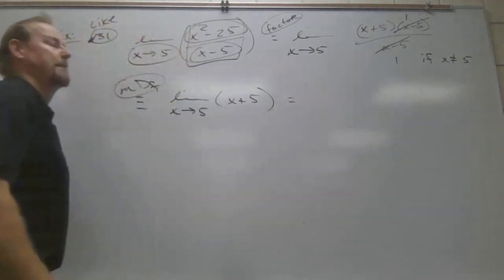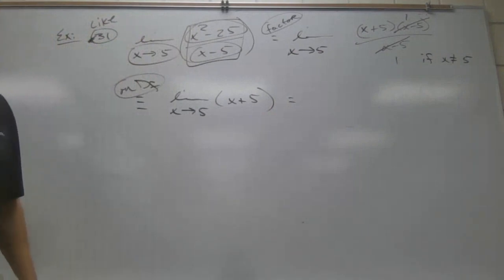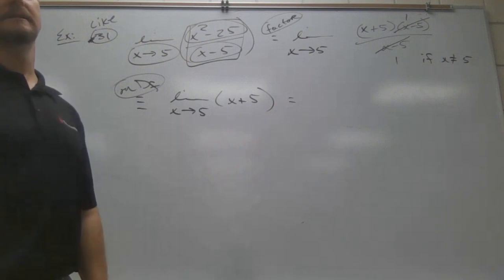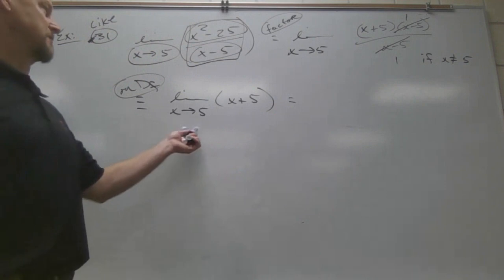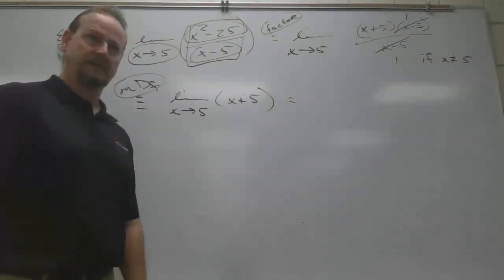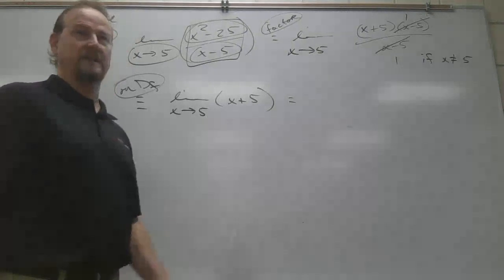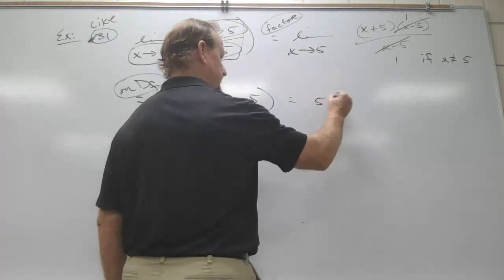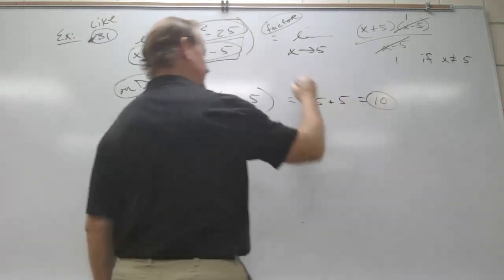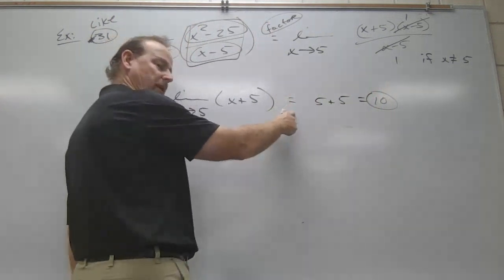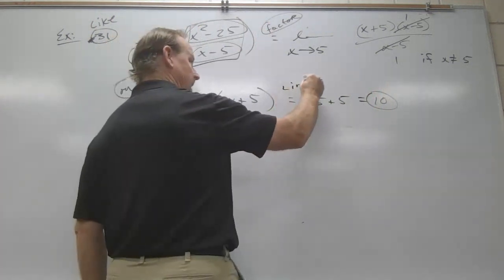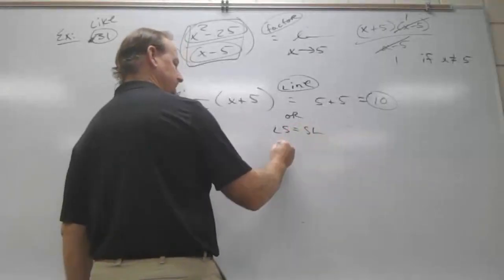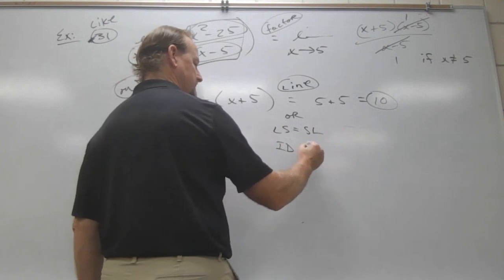Anyway, and what's this equal? Logan, what's this limit equal? The limit as x approaches 5 of x plus 5. x is 5. What's x plus 5? 10. Yeah, this is just 5 plus 5, which is 10, right? All right, why? What theorem did you use? You could say line, or you could say limit of the sums is the sum of the limits, and then the identity, and the limit of a constant is a constant.